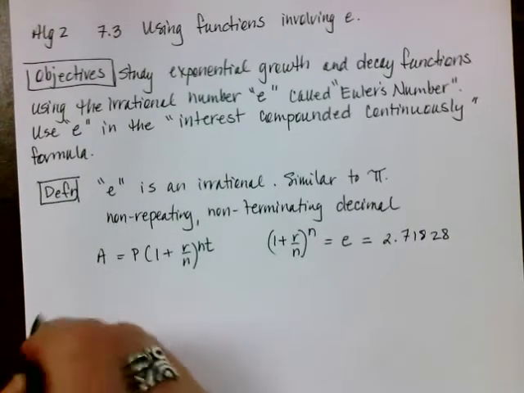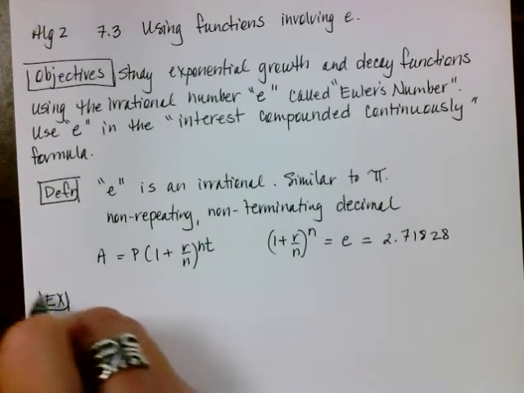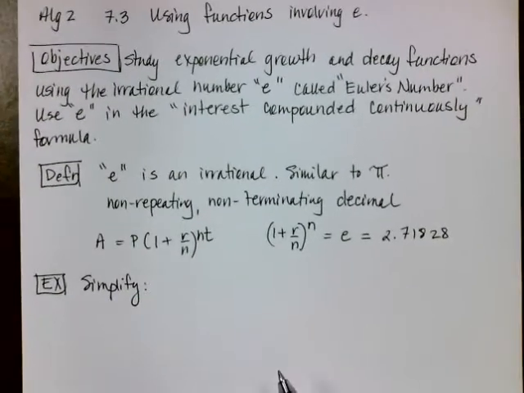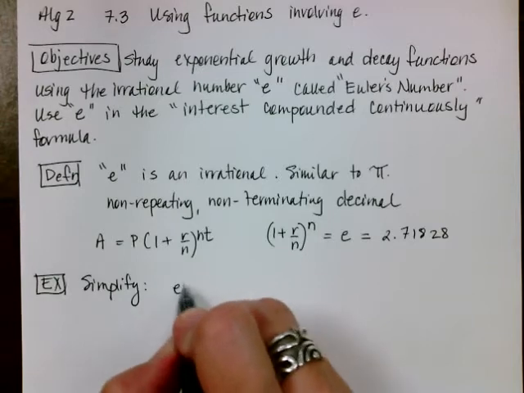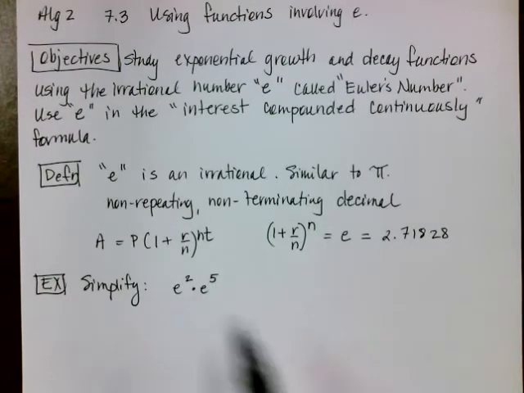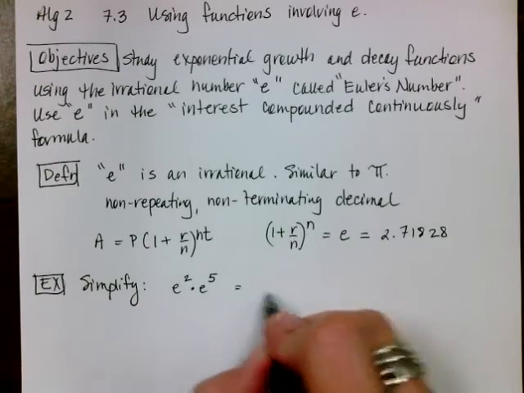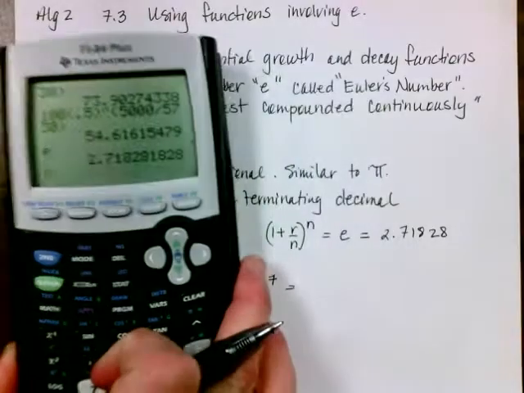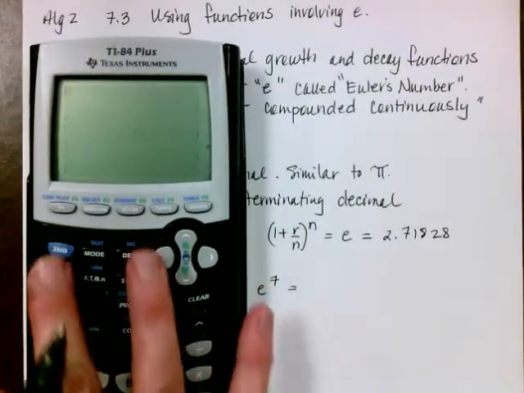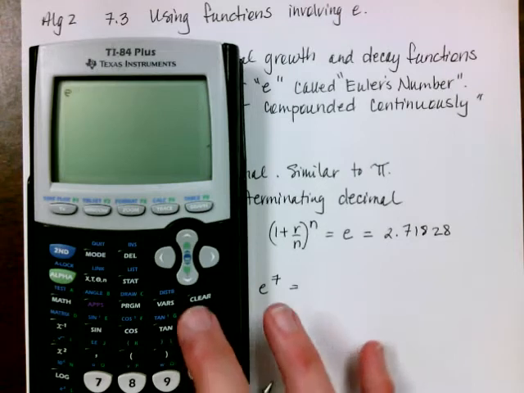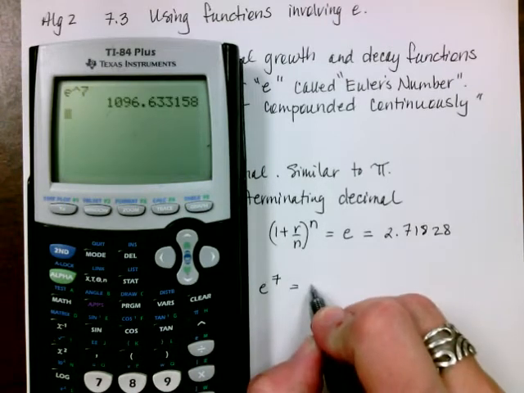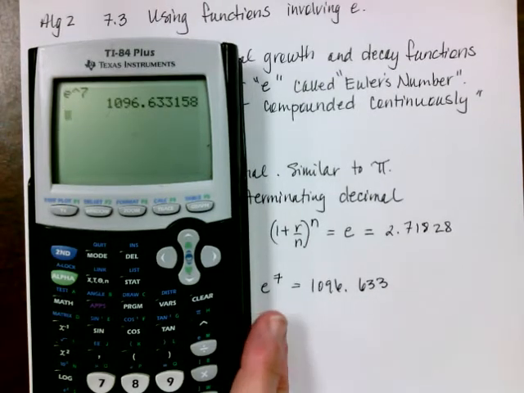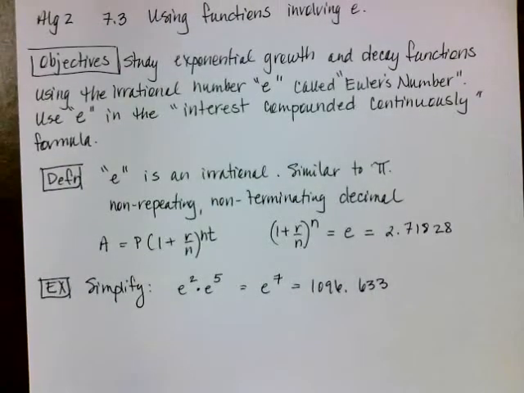We're going to start off nice and easy by simplifying some problems using our properties of exponents, which we did in the last chapter. If I have e to the second times e to the fifth, the bases are the same, so I add, and I would get e to the seventh. Then I would do that math in my calculator. I would do e raised to the seventh, and I get 1096.633. It's just an easy value to put in your calculator.